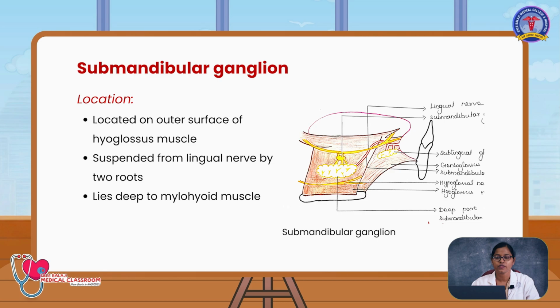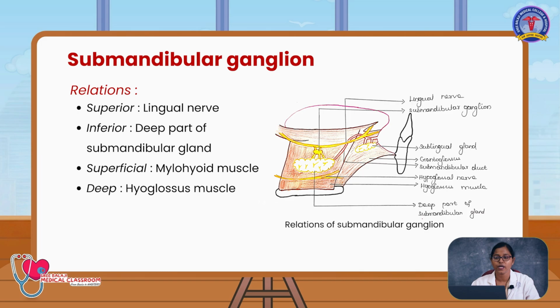Next is the location of the submandibular ganglion. It is located on the outer surface of the hyoglossus muscle, suspended from the lingual nerve by two roots, and it lies deep to the mylohyoid muscle. If you see the relations of a submandibular ganglion, superiorly it is related to the lingual nerve, inferiorly to the deep part of the submandibular gland, superficially to the mylohyoid muscle, and deeply to the hyoglossus muscle.